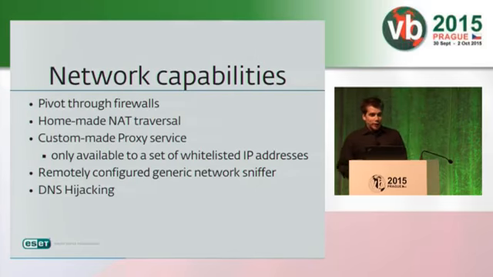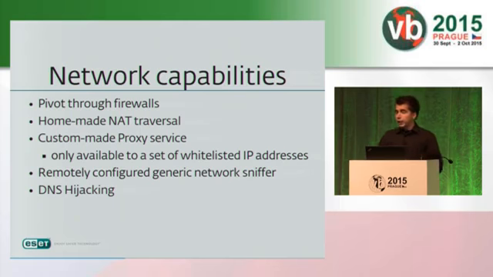So moving on to the Moose's network capabilities, what it does that was really interesting for us was that it was able to pivot through firewalls via infected routers. Which means that it can scan the internal network and is aware of its position, if it's internet reachable or not, and will adjust its behavior. It carries homemade NAT traversal code, and also has a custom-made proxy service.